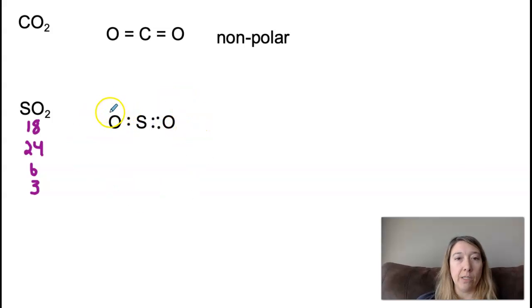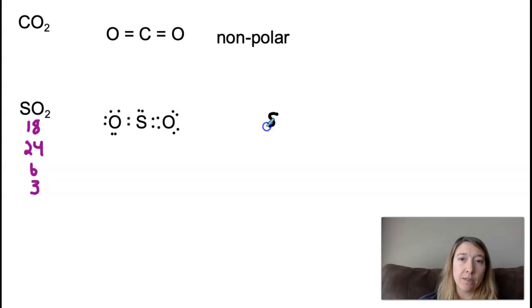Now we have to fill our valence shell. So this O only has 2, so 4, 6, 8. Sulfur has 2, 4, 6, so we need to give it a pair. And this O has 4, so 6 and 8. So from my dot diagram, I need to decide what shape this is going to be. So I have 2 things attached and 1 lone pair. When that happens, that means we have a bent shape.